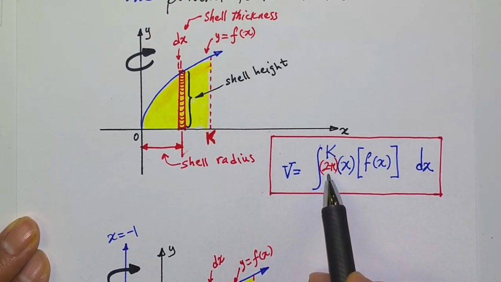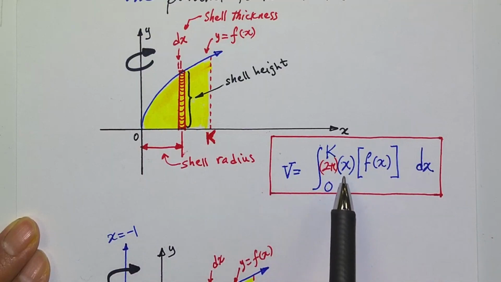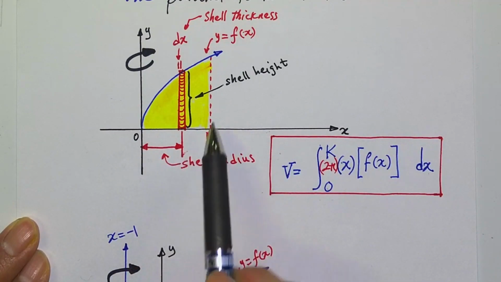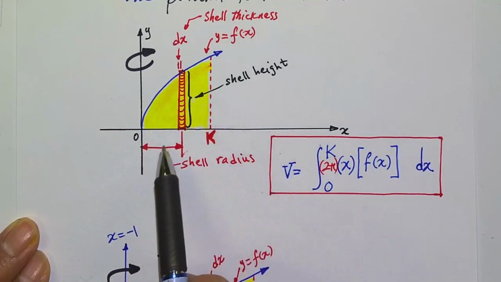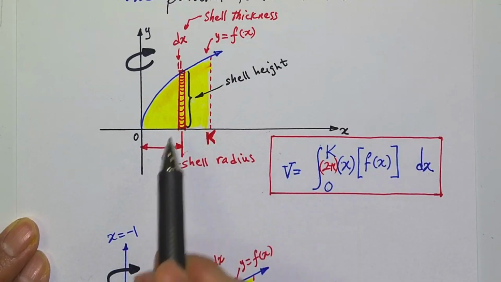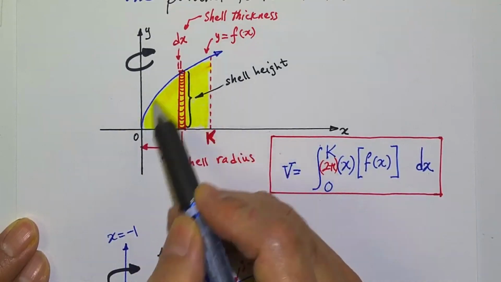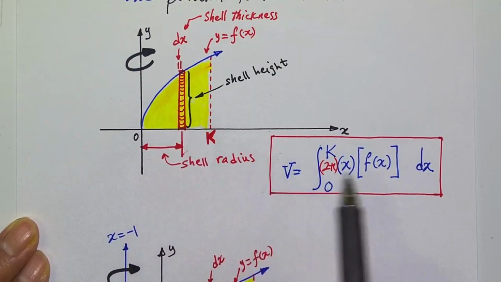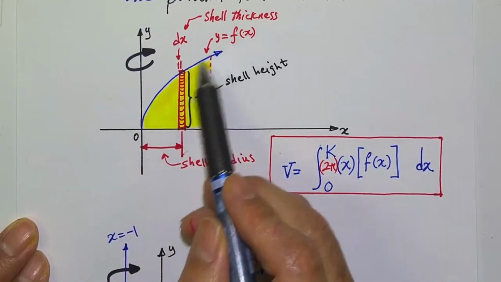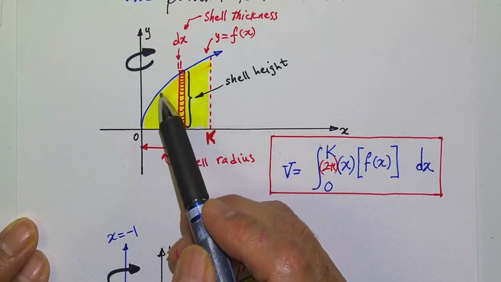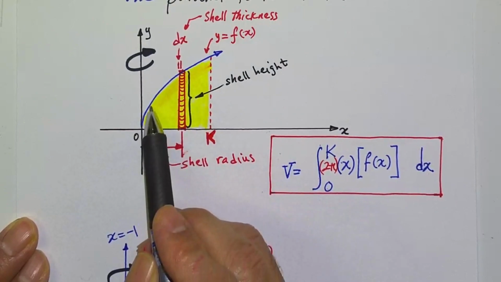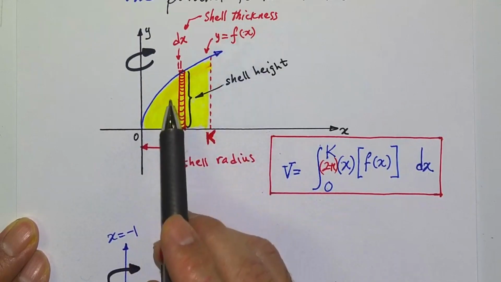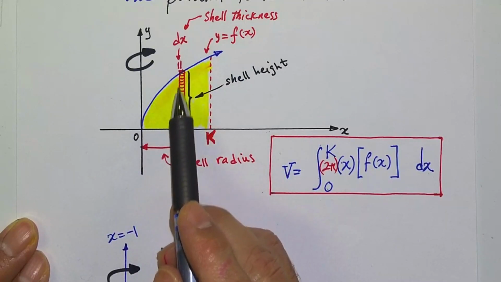So again, 2 pi times x, and that would be the shell radius here. The distance from any point on this curve would be a distance x from the axis of rotation, right? So that's x. And then f of x, which represents the height of this shell, which is basically tied to this curve, right? If I were to draw this shell height here, the top or the height of the shell would be here, again matching the value of f of x on that curve. So the curve is the height of the shell.